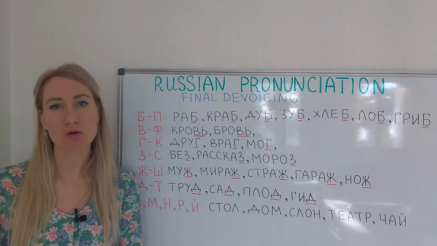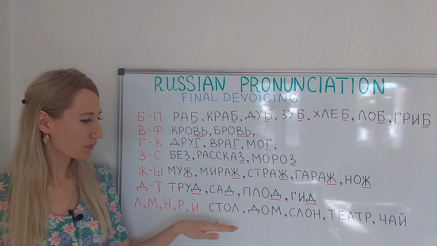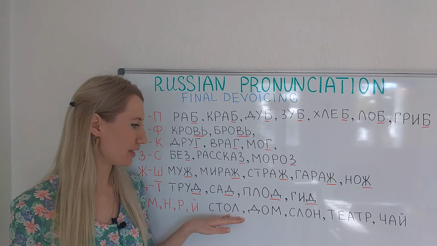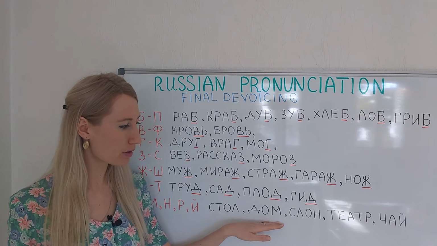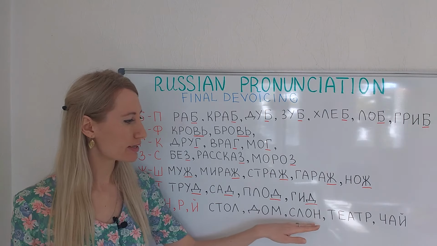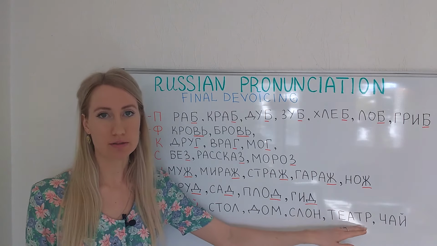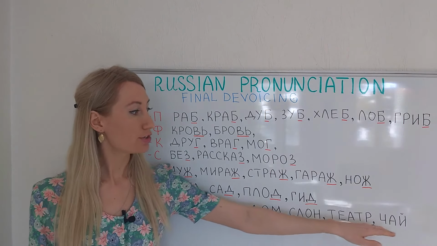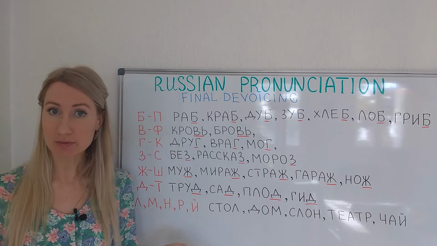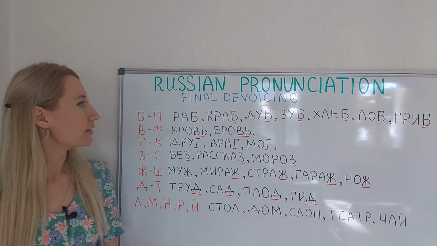of the word, we pronounce them as they are. Стол, a table. Дом, a house. Слон, an elephant. Театр, theater. Чай, tea.